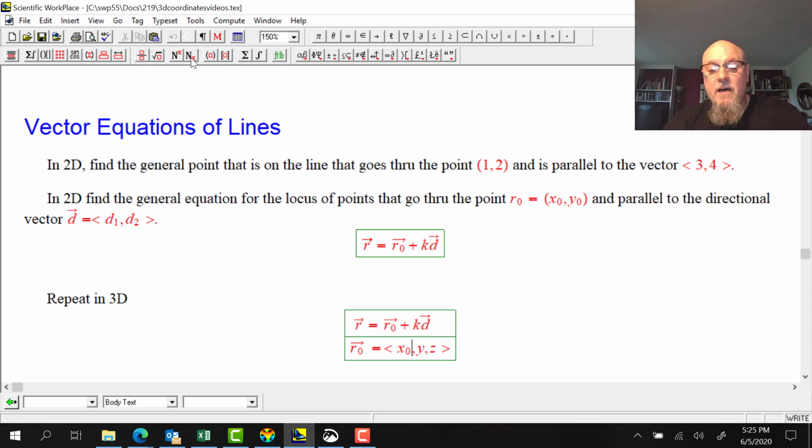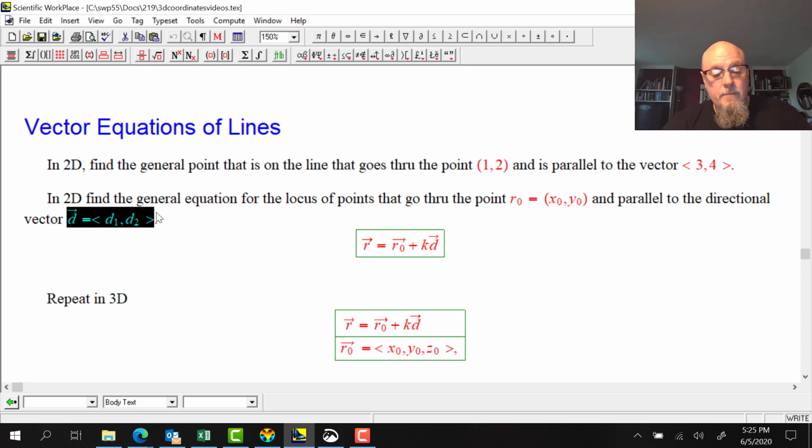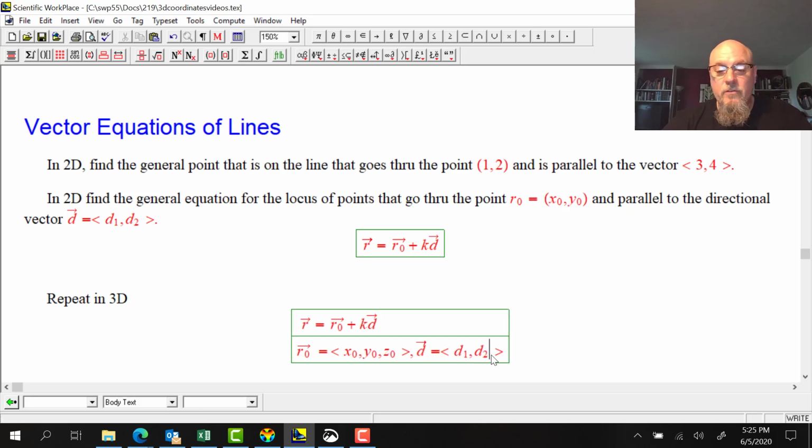These should have valid values. So I'm making them subscript with the 0 just to say that they're set numbers. That's the point that the line goes through. And likewise, when I talk about a direction vector, I'm talking about a three-dimensional direction vector. So there's a D1, a D2, and a D3. Now it's in 3D. In 4D, you know where we're going with this.